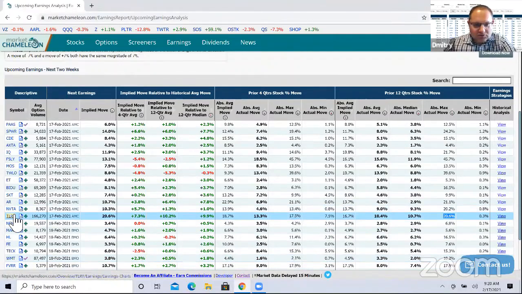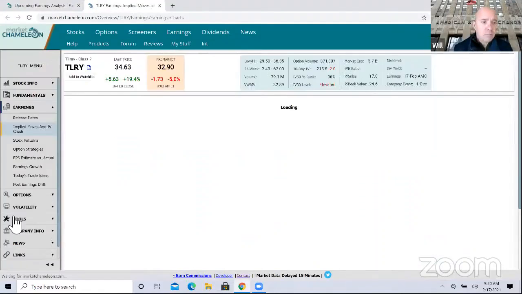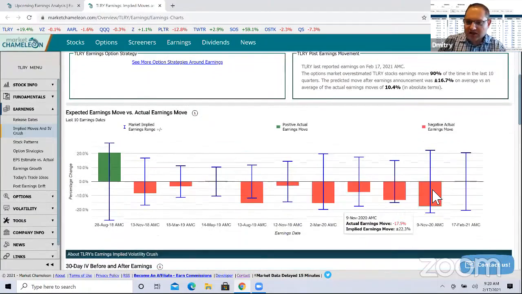So let's take a look at TLRY. And here we're going to grab a chart, see how the stock reacted to earnings. So we're going to look at the historical magnitude of the move up or down versus what the options implied the day before.